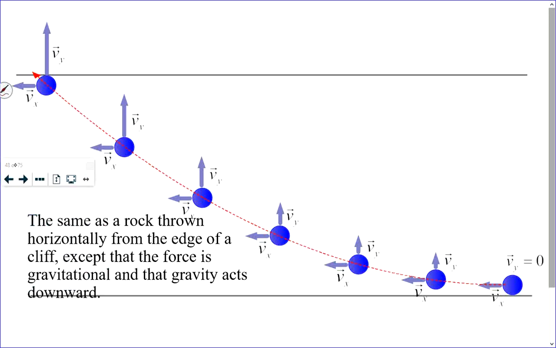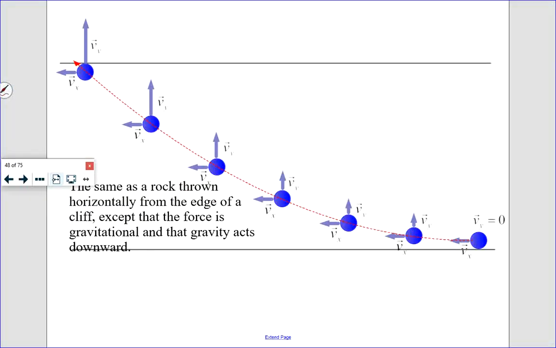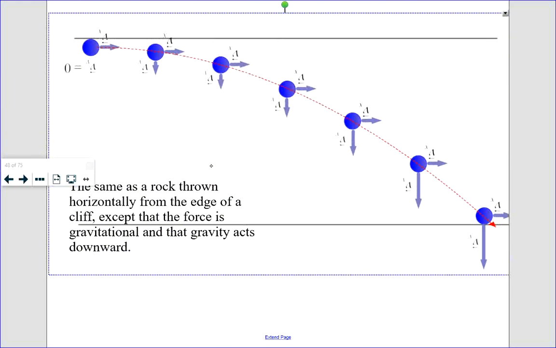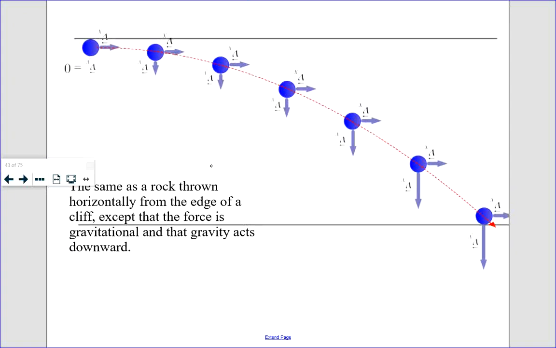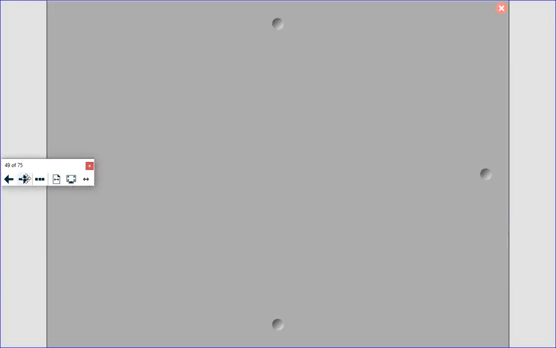This is the same as a rock thrown horizontally from the edge of a cliff, except that, of course, when that happens, it looks like that, right? And the force is not an electric force, it's a gravitational force. And when you solved these problems last year, you always solved them the same way, and I really hope you remember this, that you create a chart that has horizontal motion and vertical motion, and you treat them mathematically separate from each other. And that's what we're going to do here. So let's take a look at the next part of this question.